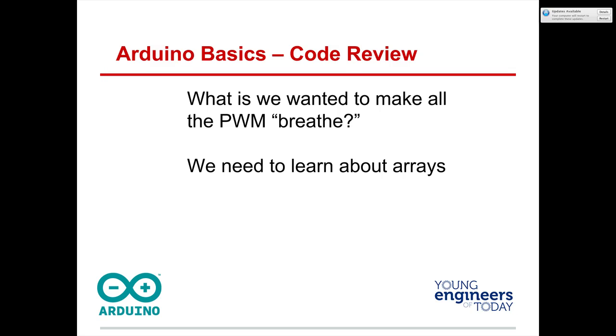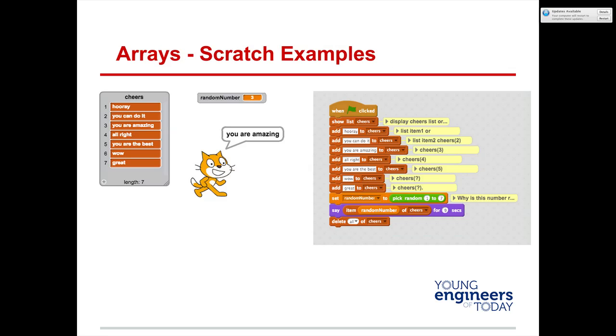All right. What if we wanted to make all the PWMs breathe? We need to learn about arrays. Here's how we do arrays. If you go back into Scratch, arrays are where we use lists. So you have a list called cheers, and you want all kinds of different cheers to come up randomly, because if somebody's watching a match of some sport, they don't always say the same cheer. They say different ones, like hooray, you can do it, you're amazing. These are all part of the list cheers, and it allows us to put these different statements in there.